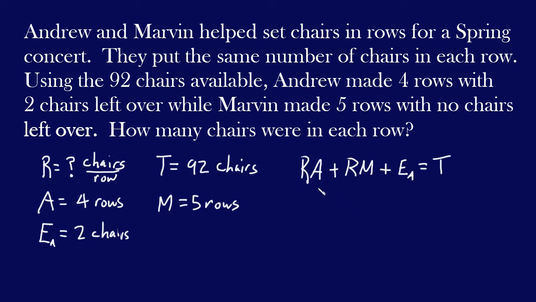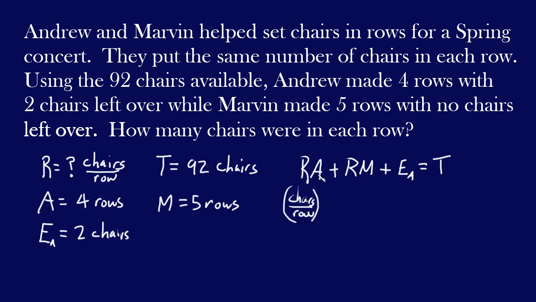So when we set up our equations, the important thing to look for is how many terms you have, and you want to try to understand what each term represents. And the important thing to remember is every term needs to have the same unit of measurement. So the T clearly has a unit of measurement of chairs. Well, E sub A also has a unit of measurement of chairs. So these terms look a little more strange. So let's see if that checks out. So the unit of measurement for R is chairs per row.